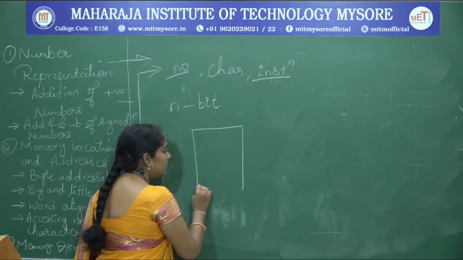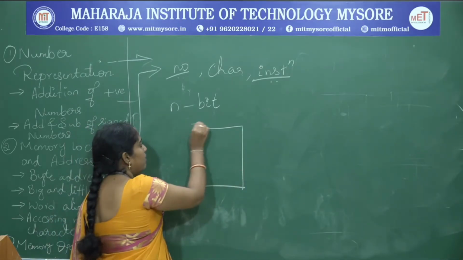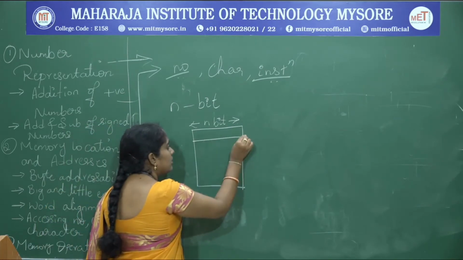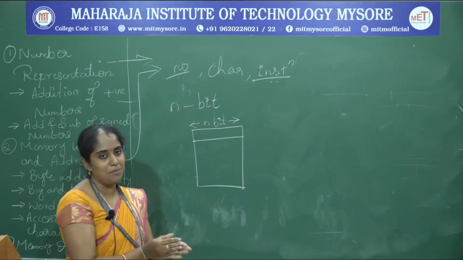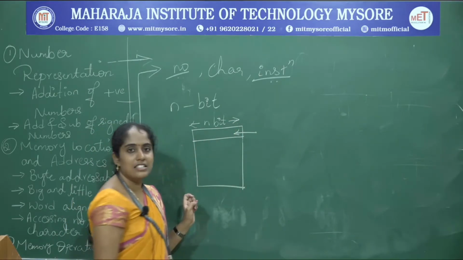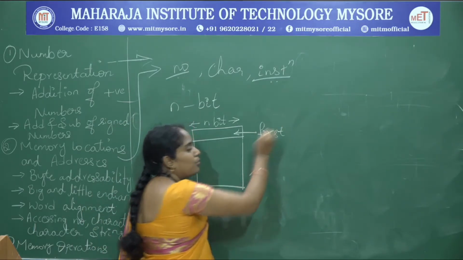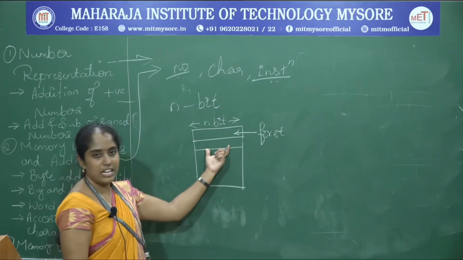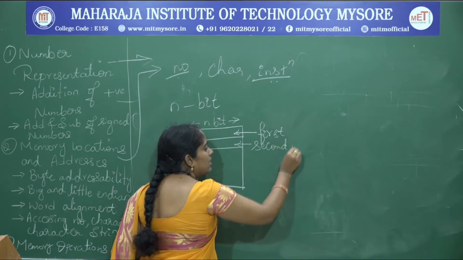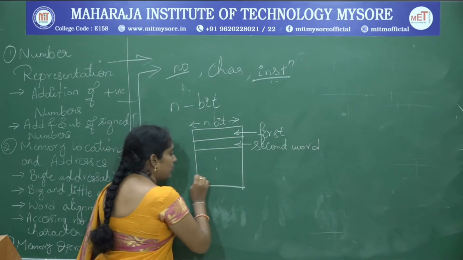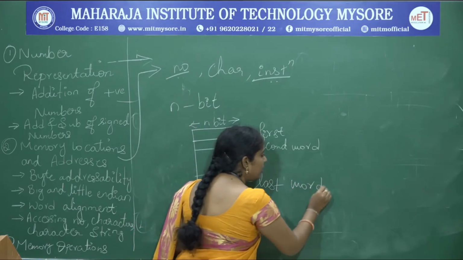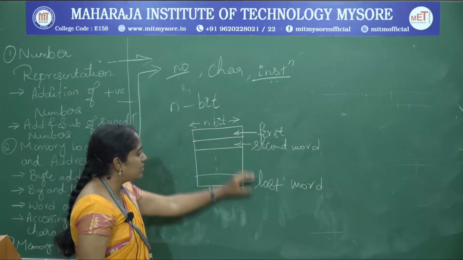Say for example this is the memory. It will be divided into n number of bits, where n represents the length of the word. So a word is nothing but a group of n bits, and n represents the length of that word. This is the memory location, and this is the first word. Again this is a memory location containing n bit cells, and it is the second word. Likewise, this is the last word in the memory.